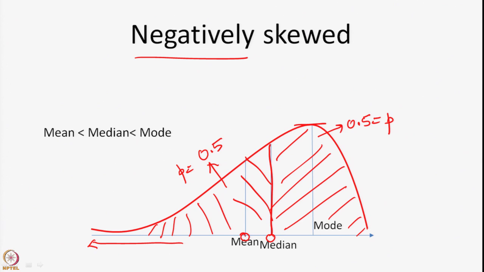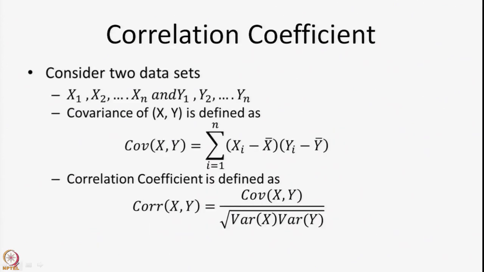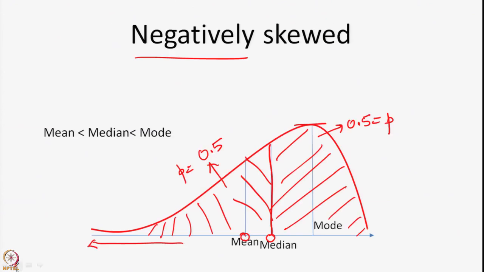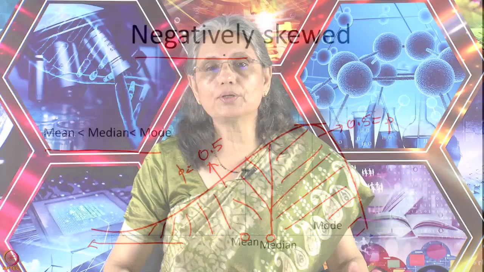So, once again, from the descriptive statistics, if we come to know that there is a large difference and the relation is mean is smaller than median, then smaller than mode, then you have an idea that you are going to deal with a negatively skewed distribution. This you can further confirm by plotting a histogram and have a look at it, how much skewed it is. But this is how the relationship between mean, median and mode is.